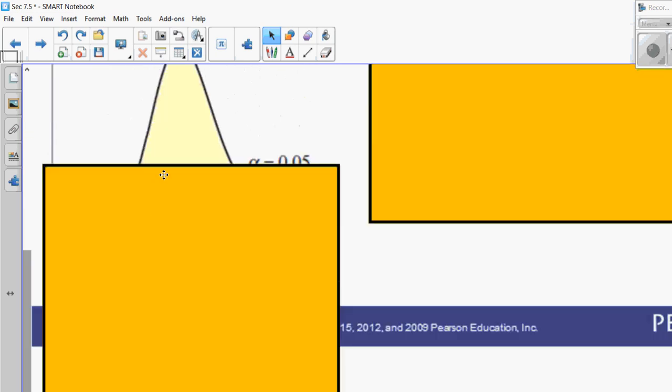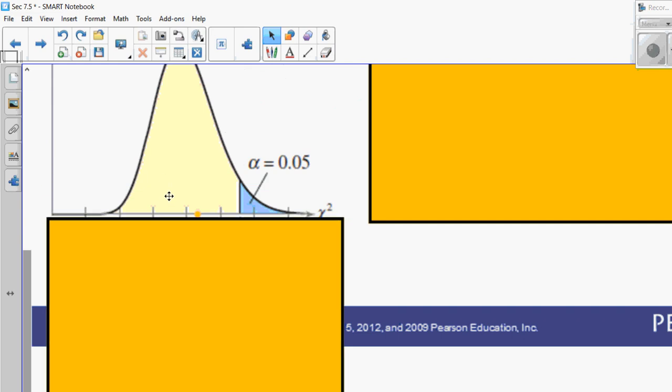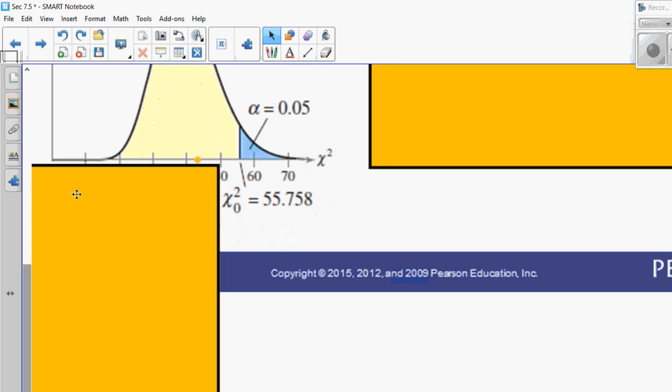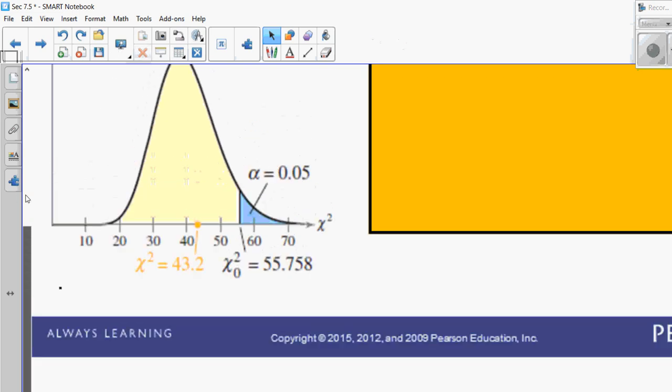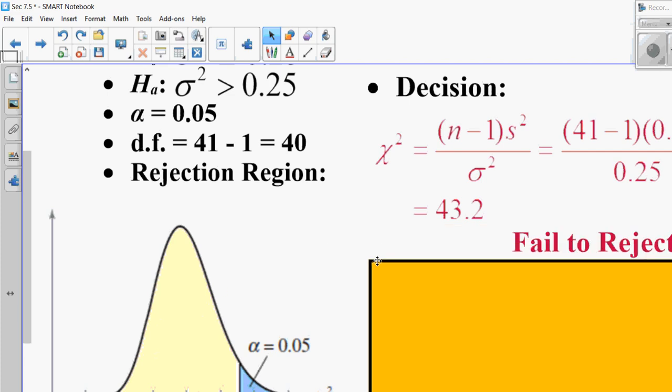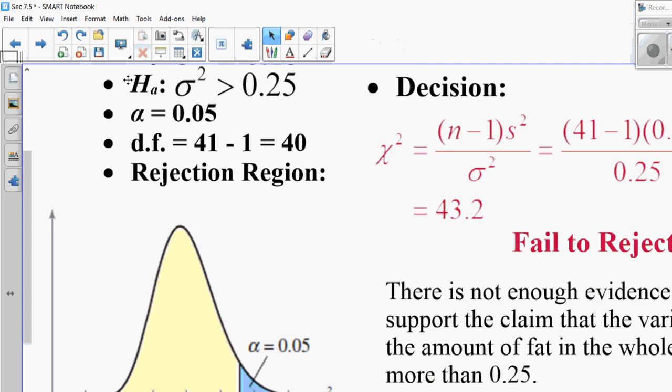So we have to go to our chart to find that value, and that value is 55.758. That came from our chart. Our chi-squared value that we got up here from our formula is 43.2. That is not in the shaded region, so that means we fail to reject. And then if we write our sentence, we can say there is not enough evidence to support the claim that the variance of the amount of fat in the company is more than 0.25.